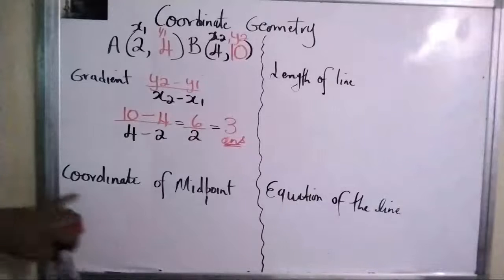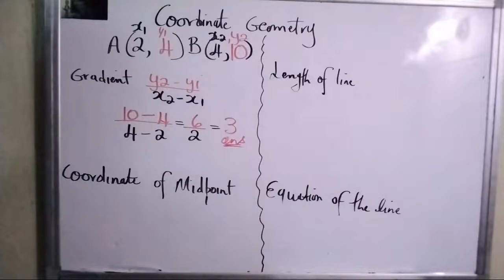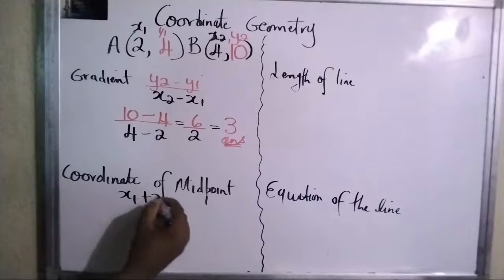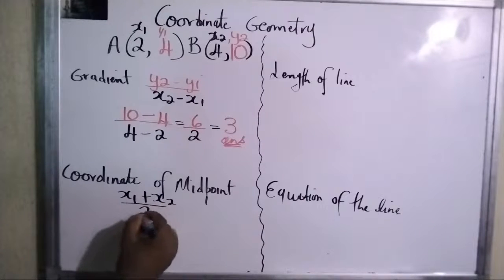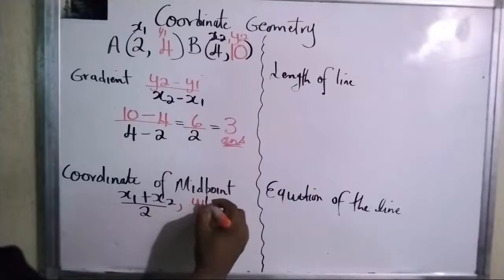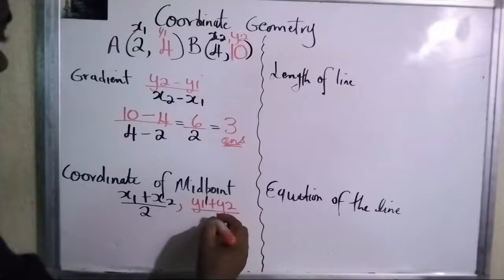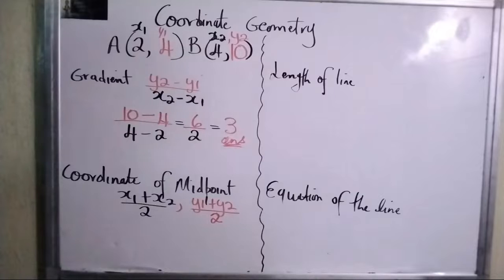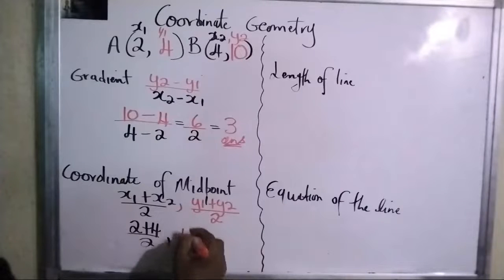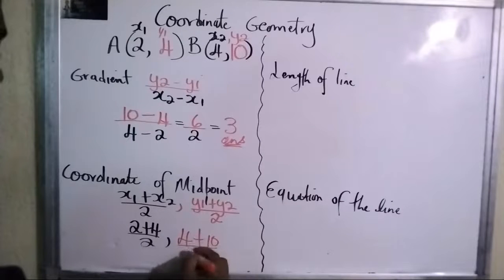Now we want the coordinate of the midpoint. The coordinate of the midpoint is just halfway between the x points and halfway between the y points. So all we have to do is say x1 plus x2 divided by 2, and put a comma as a coordinate, y1 plus y2 divided by 2. And we just fill in the blanks and that's it. So x1 is 2, so that's 2 plus 4 divided by 2. y1 is 4 plus 10 divided by 2.